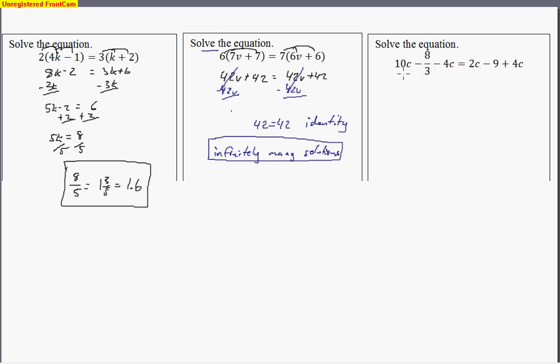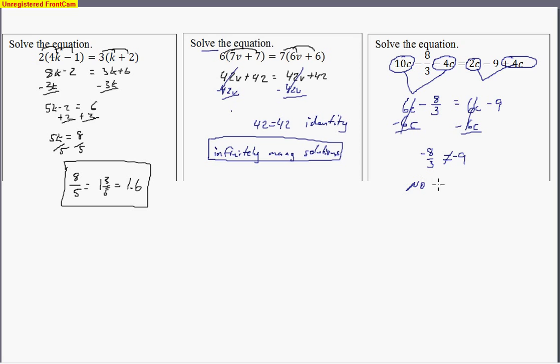So on this next one, I'll collect like terms here. I end up with 6c minus 8/3. On this other side, I collect these two terms. Again, look at the signs in front. So that's what I was doing here: 10 minus 4 made 6c. Here, they're both positive, 2 and 4 gives me 6c, and then minus 9. When I solve this one, I move the c's over to one side, and look, they cancel out again. Whenever you have the same variable term on both sides with the same sign, they're going to cancel each other out. I'm left with two numbers, and this time they do not equal. When they do not equal, that means we have no solution.